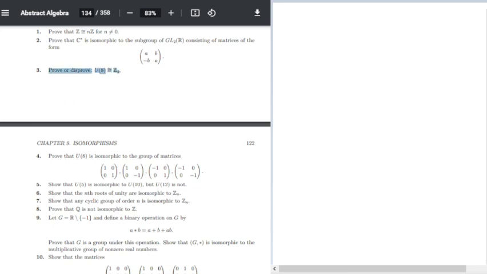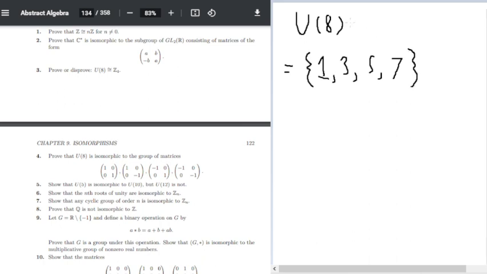So prove or disprove: U8 is isomorphic to C sub 4. So U of 8 is equal to the set 1, 3, 5, 7. Since, as a reminder, U of 8 is U of 2 to the 3.